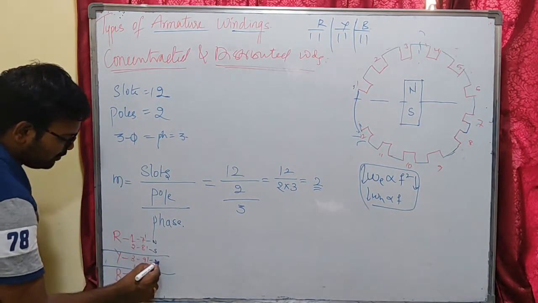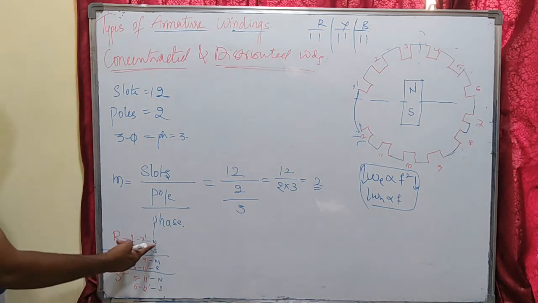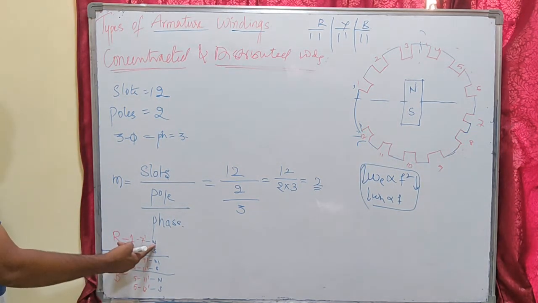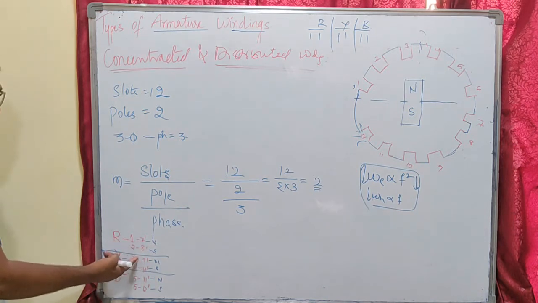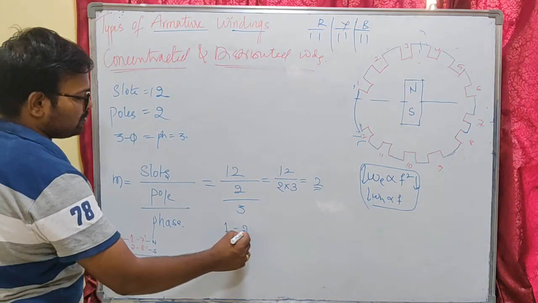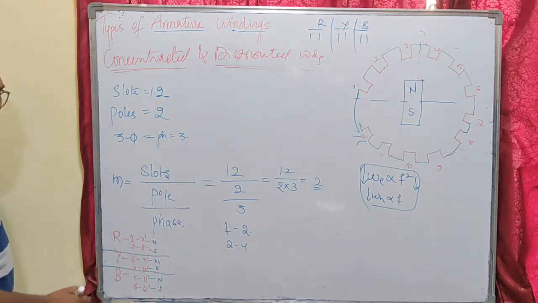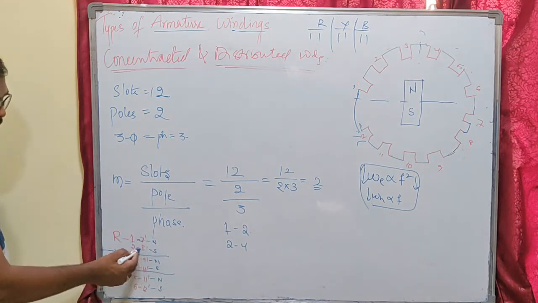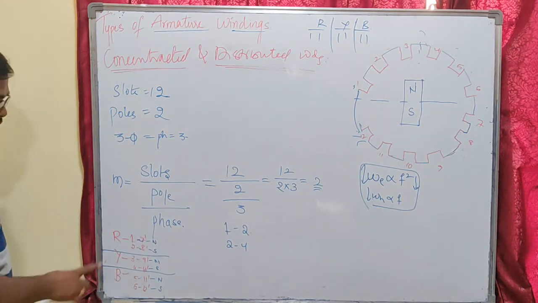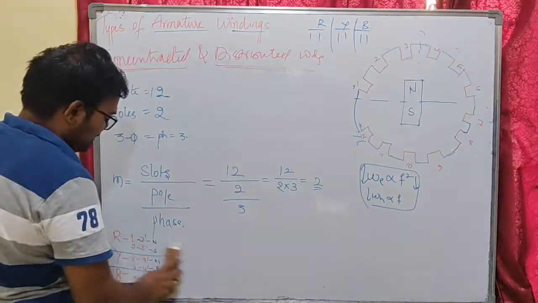I can say this is for north pole, this is for south pole, this is for north pole, this is for south pole. So for one pole per phase we will be having 2 slots. Okay, because we are having 2 poles, for one pole we will be having 2 slots, for 2 poles you will be having 4 slots. Okay, this is about that. For one pole you will be having 2 slots, for another pole you will be having 2 slots. So the total number of slots for one phase is 4 here. Okay, so this is the idea.